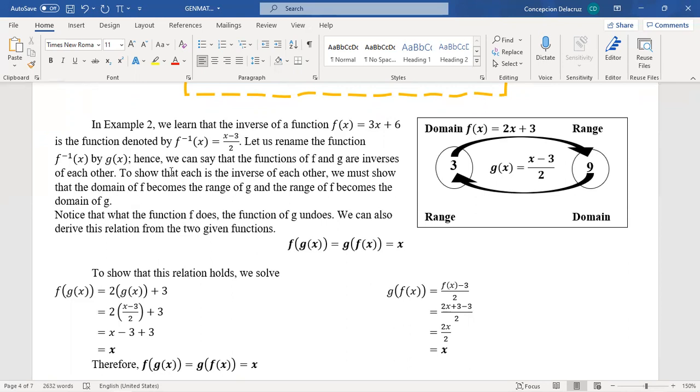So we must show that the domain of f becomes the range of g, and the range of f becomes the domain of g. So notice what the function f does.